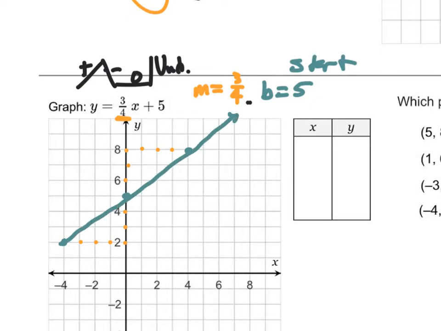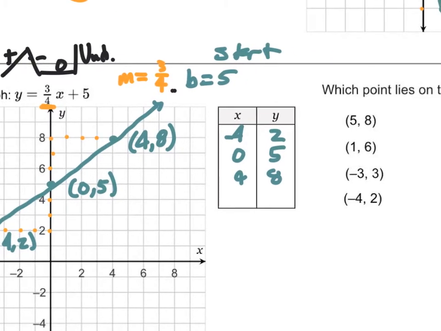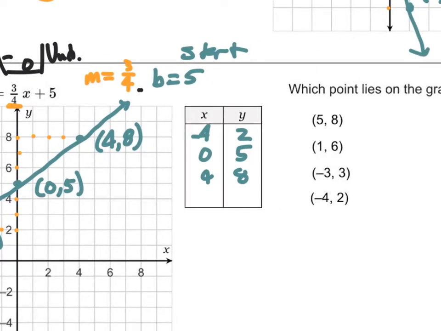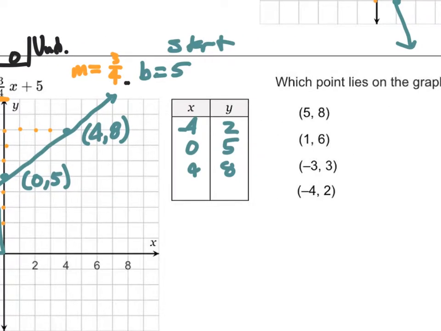The points that I get that are on this graph are -4, 2, 0, 5, and 4, 8. You can label these points over here. It says which point lies on the graph, and the point that I wrote down was this point over here, -4, 2, and that's the answer we'd like to write down.